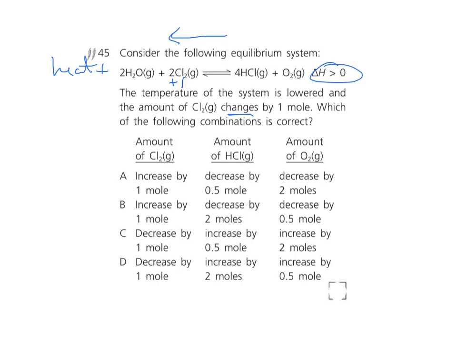Looking at the ratios, the water would also increase by 1 because of the 2-to-2 ratio. The HCl would have decreased because it's on the other side of the equation, and it would have decreased by 2 moles because of the 4-to-2 ratio. The oxygen would also decrease, but only by half a mole because of the 1-to-2 ratio there. So looking at the choices, the chlorine will increase by 1 mole, so A or B is correct. The HCl will decrease by 2 moles. Choice B is the correct answer.